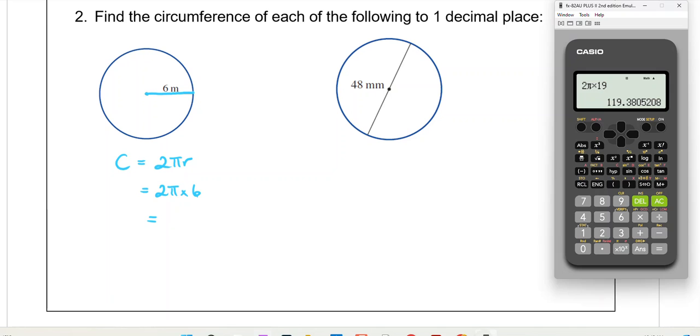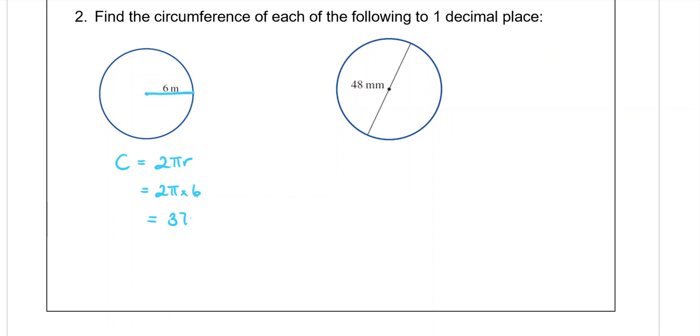And then we type that in our calculator. 2 pi times 6, and we want one decimal place. So it will be 37.7 meters. Okay, the second question goes all the way from one side through the center to the other side of the circle. That's a diameter. So we want to use C is equal to pi d.